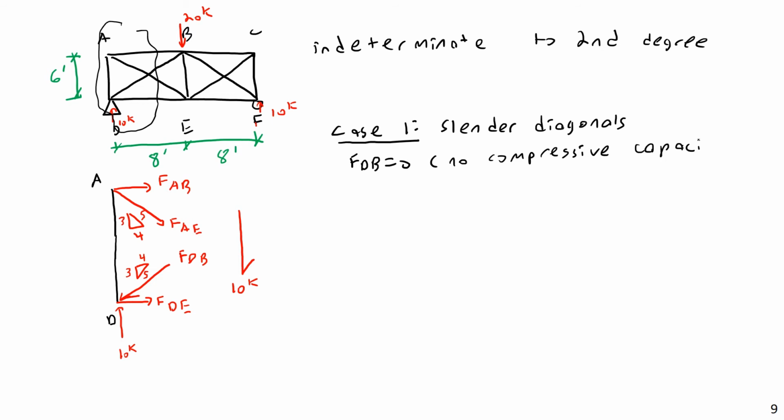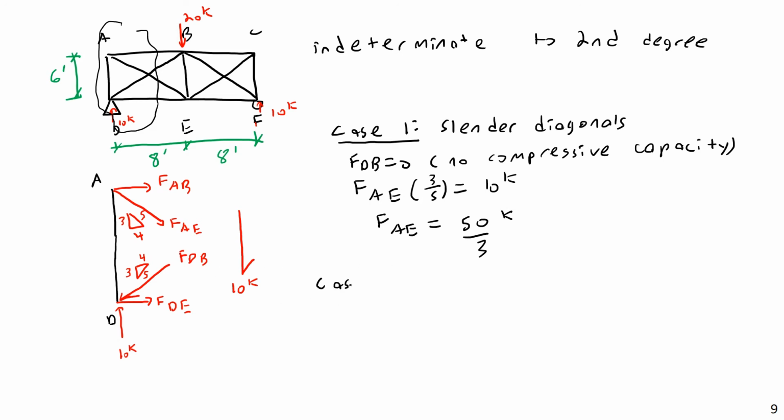So if we have no compressive capacity, FAE times 3 over 5 is equal to 10 kips. The vertical component of FAE must be carrying the entire shear load for this panel. And so FAE is equal to 10 times 5 over 3, so 50 over 3 kips. Does that make sense? Yes, that sounds about right. That would be the vertical component of that.